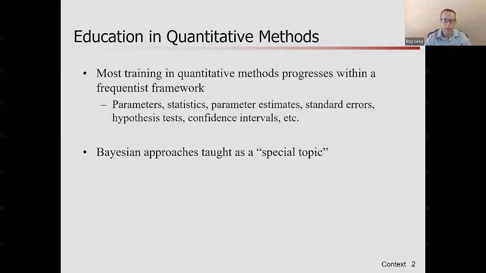And if you're like me, most of your training in statistics or quantitative methods operates within a frequentist framework. You learn about things like parameters and statistics and estimates of the parameters and standard errors and confidence intervals and hypothesis tests and so on. And in that framework, which I think characterizes most quantitative methods training and experience, Bayesian approaches, to the extent that they're taught at all, are taught as a special topic.